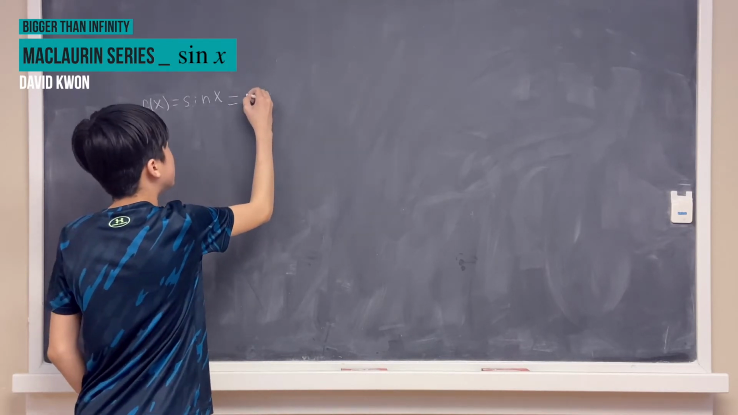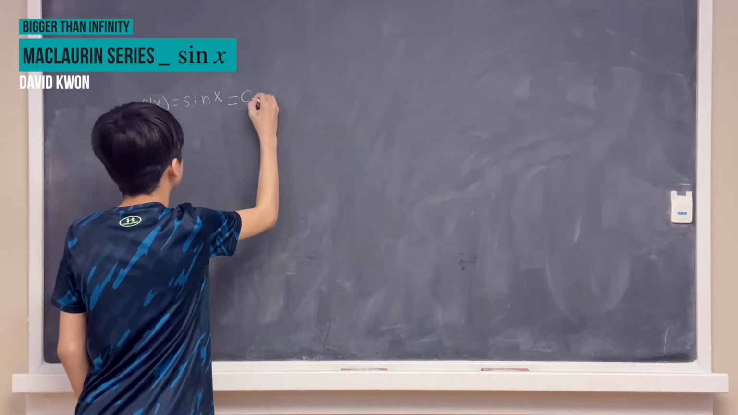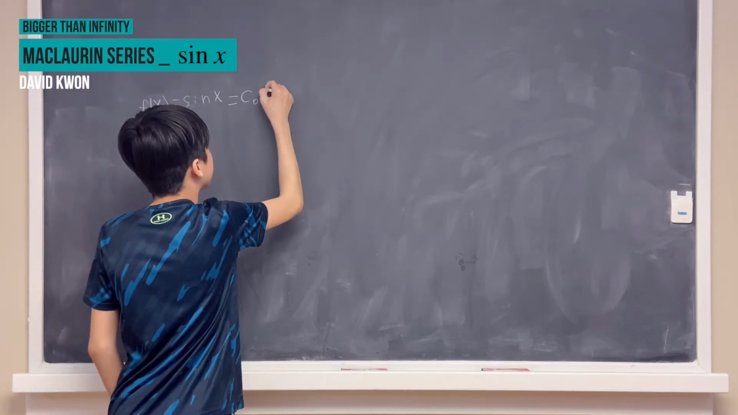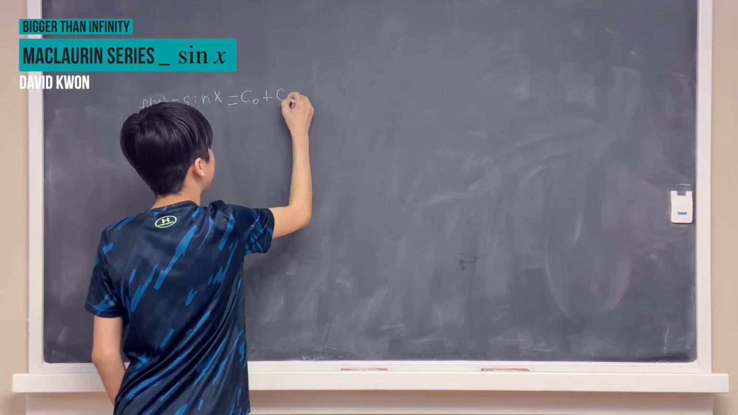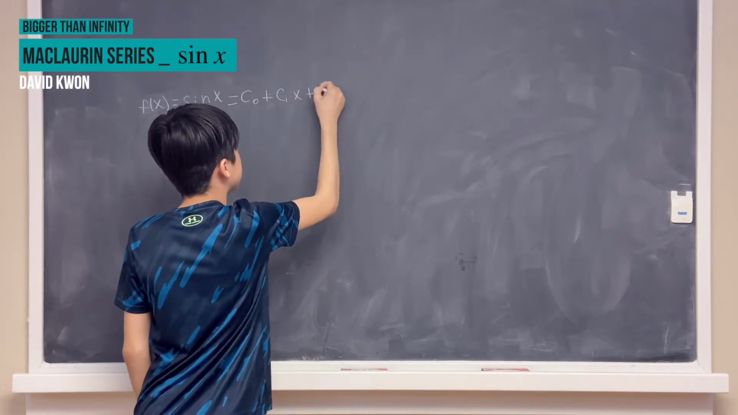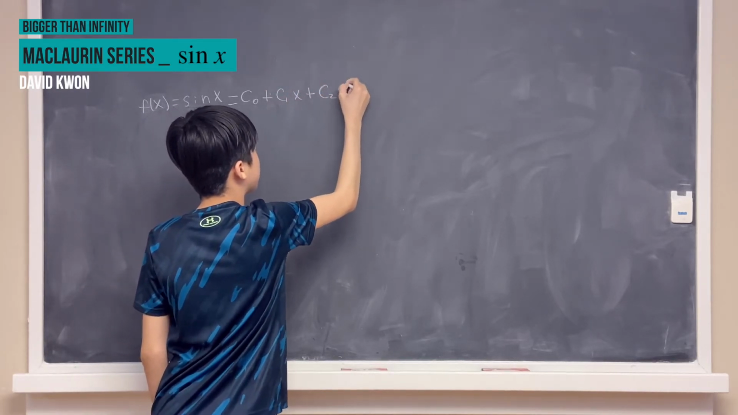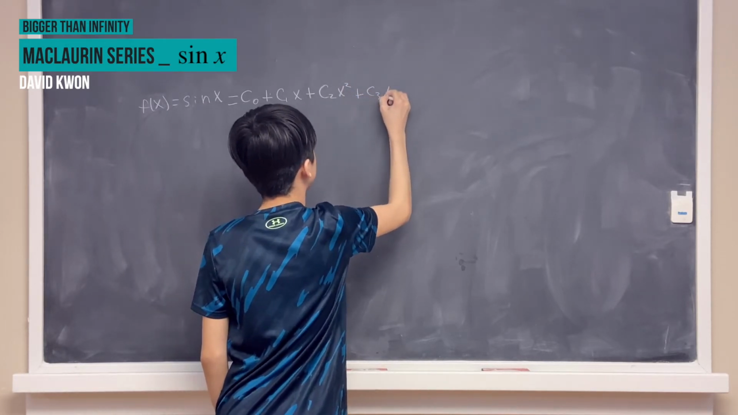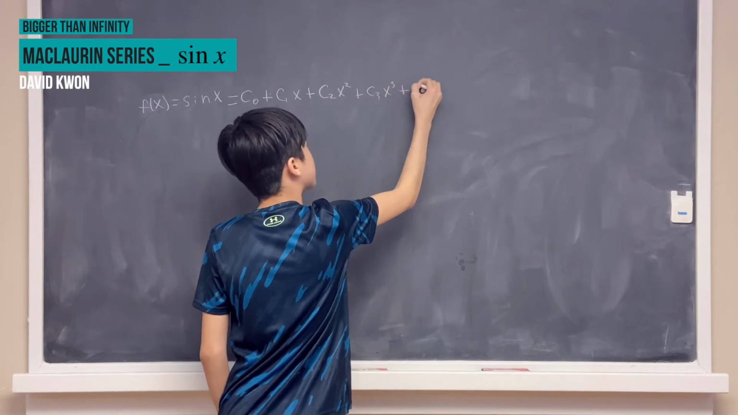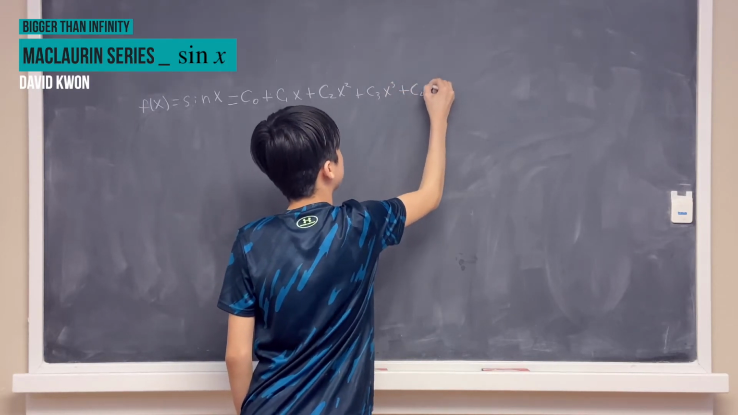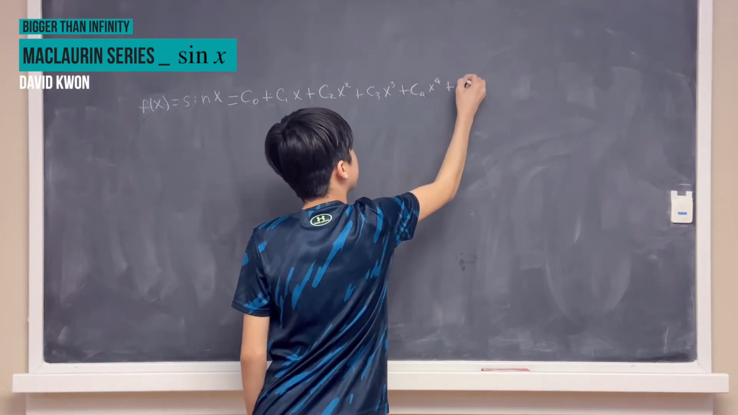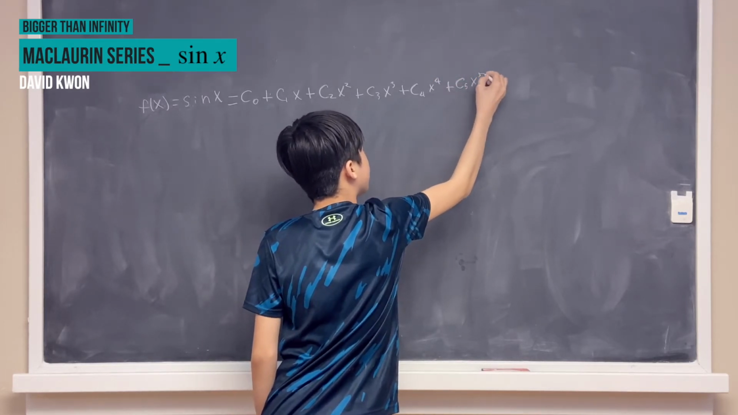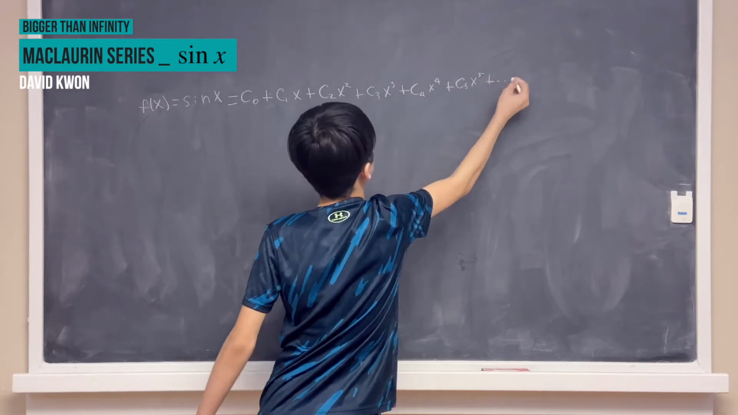a polynomial function, which is c sub 0 plus c sub 1 times x plus c sub 2 times x to the power of 2 plus c sub 3 times x to the power of 3 plus c sub 4 times x to the power of 4 plus c sub 5 times x to the power of 5 plus dot dot dot.